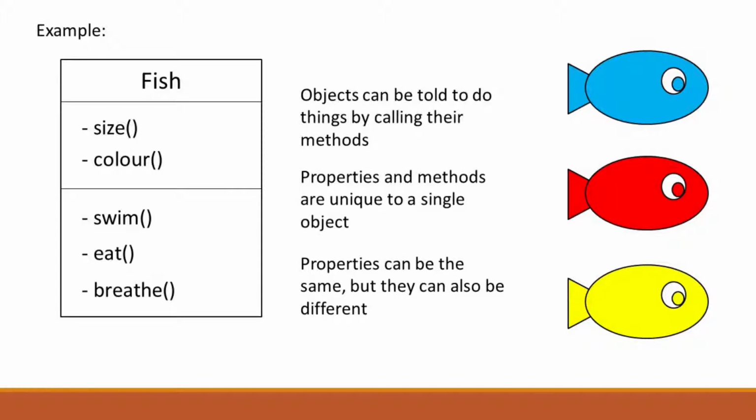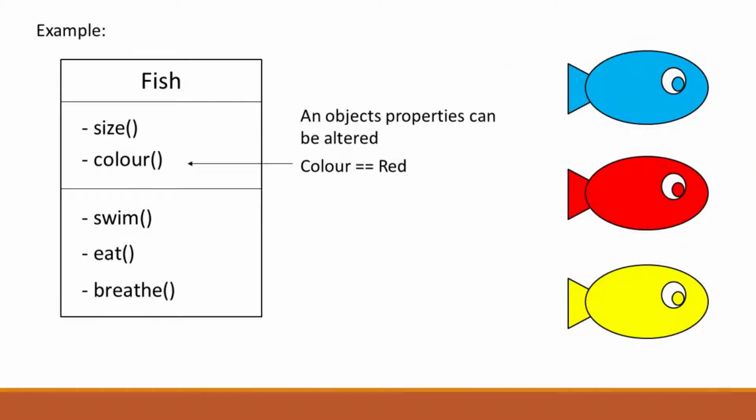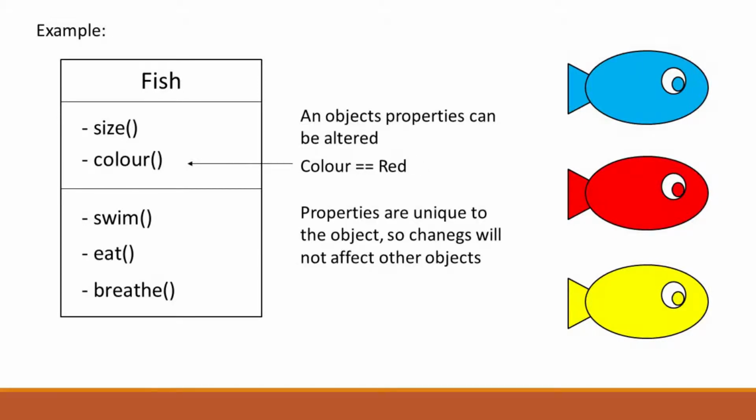The object properties of size and color and the methods of swim, eat, and breathe are unique to this object. If you tell the red fish to breathe, then only the red fish will breathe. The blue and yellow fish will not breathe also. Additionally, the properties within an object can be altered. For example, the red fish can be changed to green or purple or then back to red. The color of one fish will not affect other fish objects.